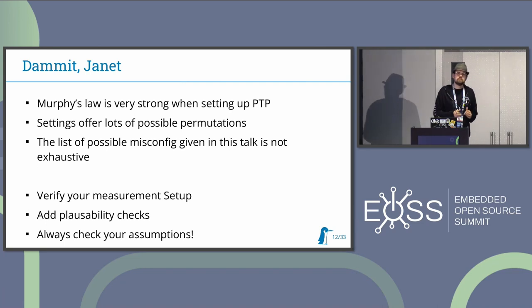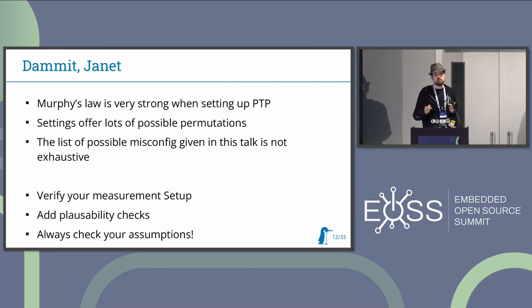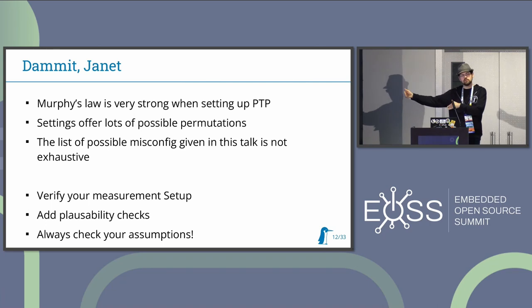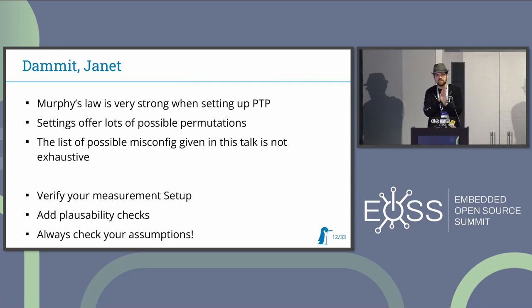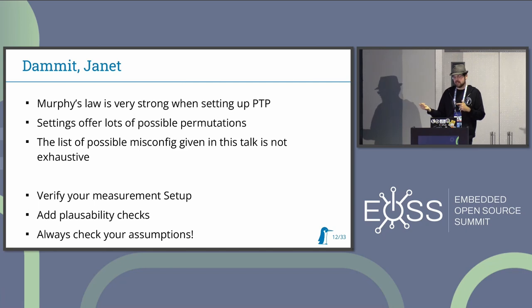What do I mean by plausibility checks? You're sending times over your network, and you can actually make use of that. Not only check that every sync pulse you measure is the right one, or that they align in your oscilloscope, but also you could check if the absolute time of day you send over the network matches what you expect to be sent. And I think in the next slide, I will show you my measurement setup, which will make it quite obvious what I mean with that.